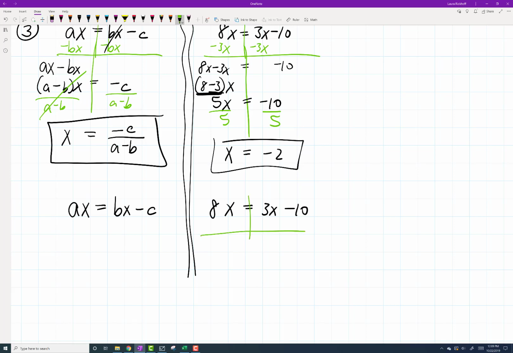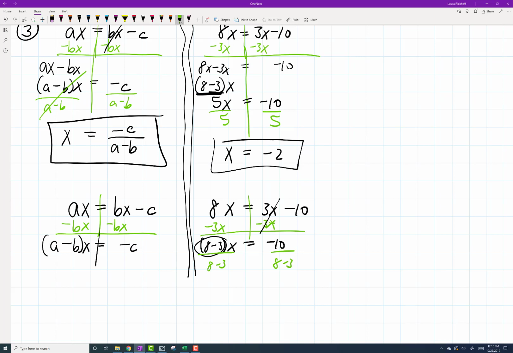So we're going to subtract 3x from both sides. So here we're going to subtract bx from both sides. What that gives us is a minus b x's. And then this one was 8 minus 3 x's, which we happen to know was 5, but we'll leave it there. And then that just equals what's left.